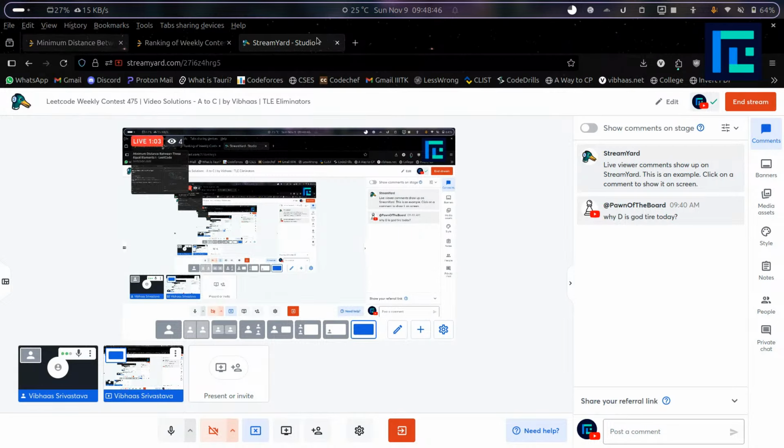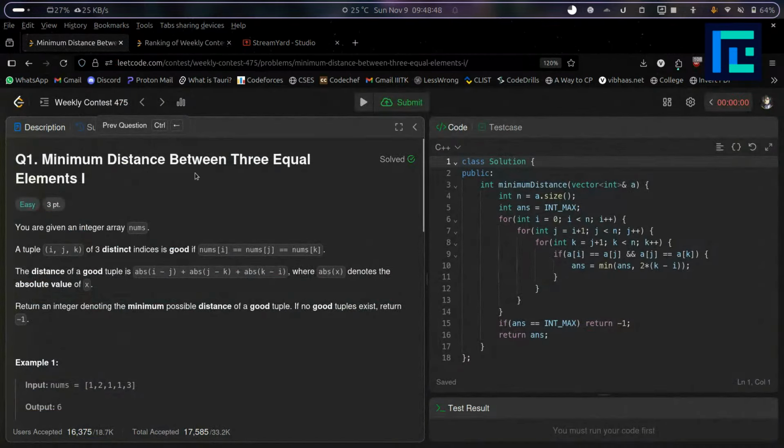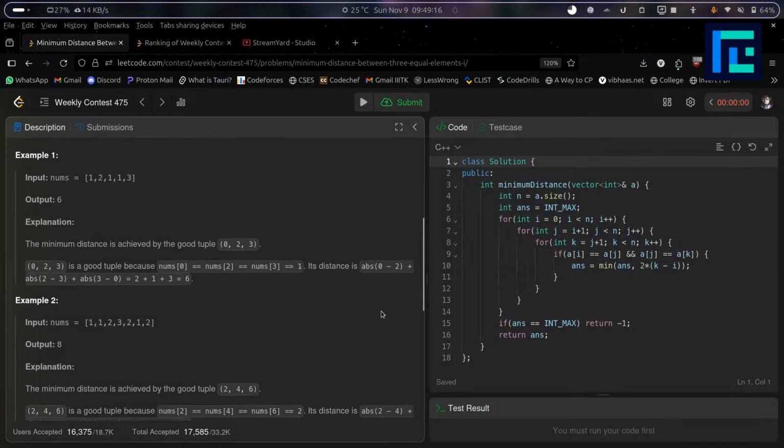Anyways, let's get started with the problems. The first problem: minimum distance between three equal elements. Given an integer array, you need to find a tuple ijk such that nums of i is equal to nums of j is equal to nums of k, and the distance is defined as the pairwise distances between all three: |i - j| + |j - k| + |k - i|. Return the minimum possible distance of a good tuple. If no good tuple exists, return -1. And then there are some examples.